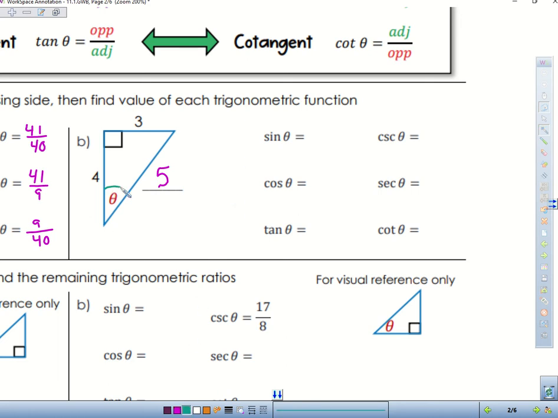Now I'm looking at theta as my reference angle. This is opposite, this is hypotenuse, and this is adjacent. So is anybody struggling with how to identify these things at all? Okay. So sine is opposite over hypotenuse. Cosine is adjacent over hypotenuse. Tan is opposite over adjacent. And then all of these are just the reciprocals.